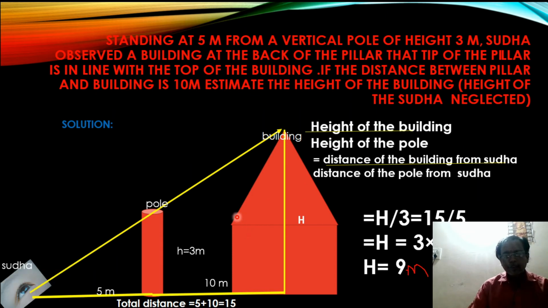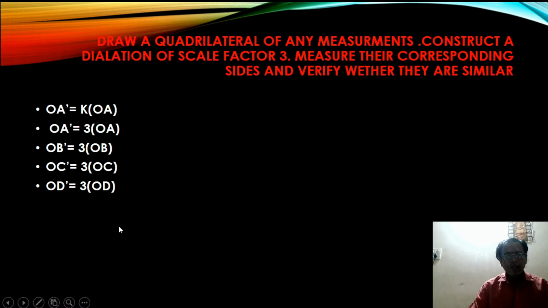Now next, one more important question, which depends upon the drawing. Draw a quadrilateral of any measurements. Construct a dilation of scale factor 3. Measure their corresponding sides and verify whether they are similar. Children, here the scale factor is 3.